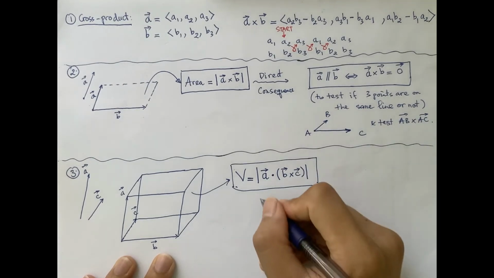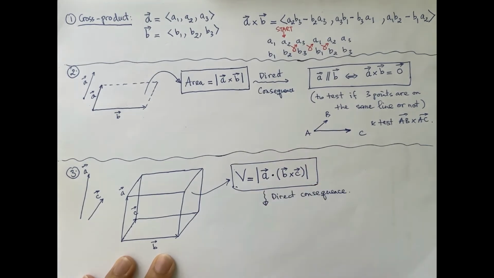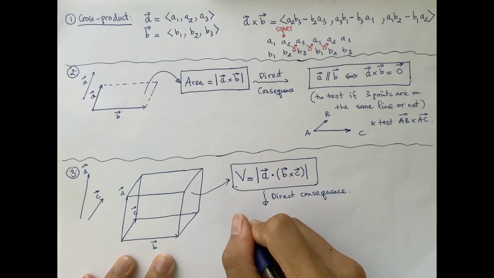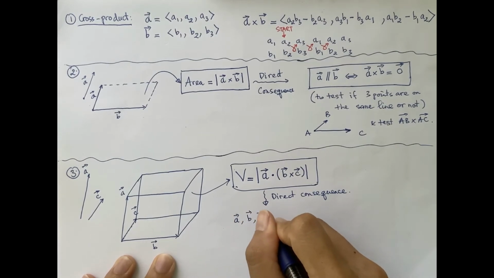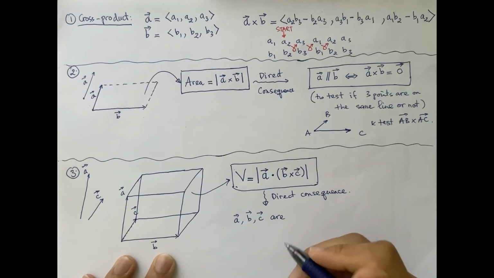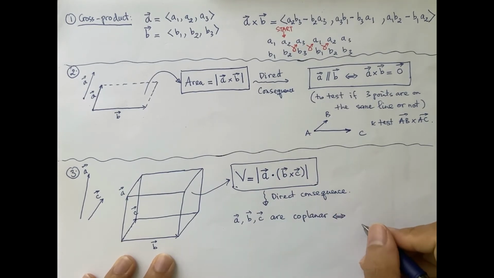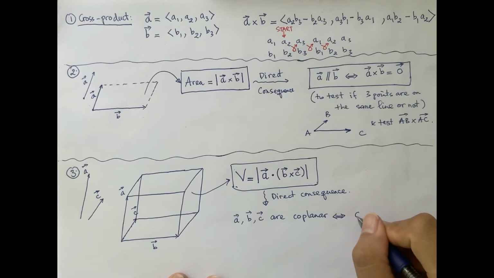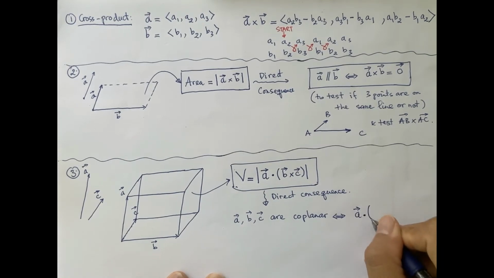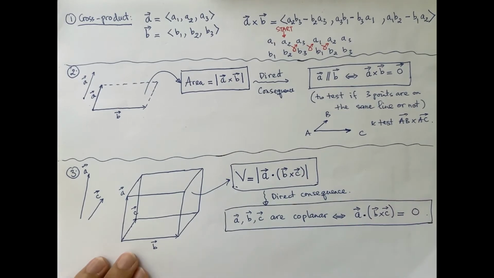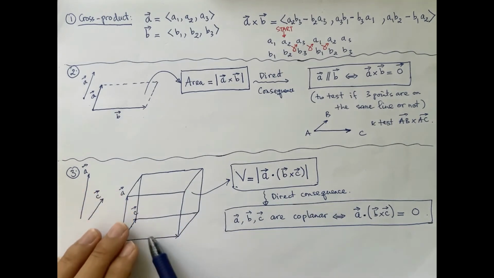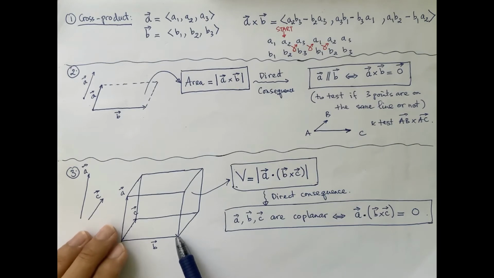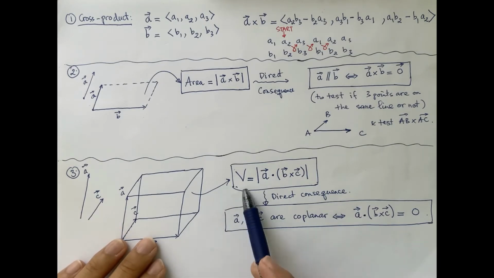A direct consequence of this formula is that A, B, and C are coplanar if and only if the volume is 0, or in other words, the triple product, the dot between A and B cross C, is going to be 0. So you can visualize this. If A and B and C were on the same plane, then the parallelepiped that was created will be a flat one, and being flat means 0 volume.